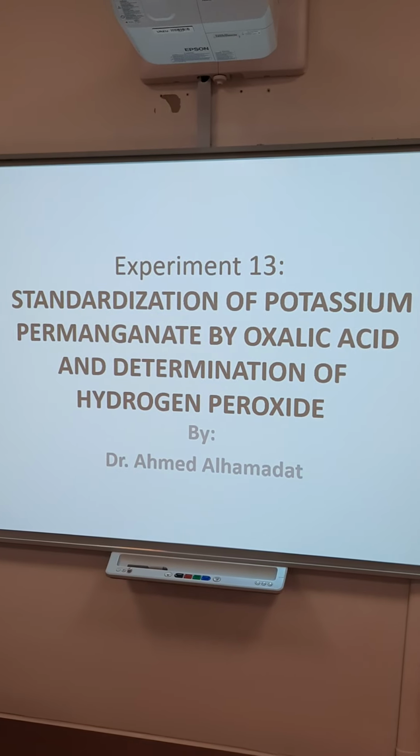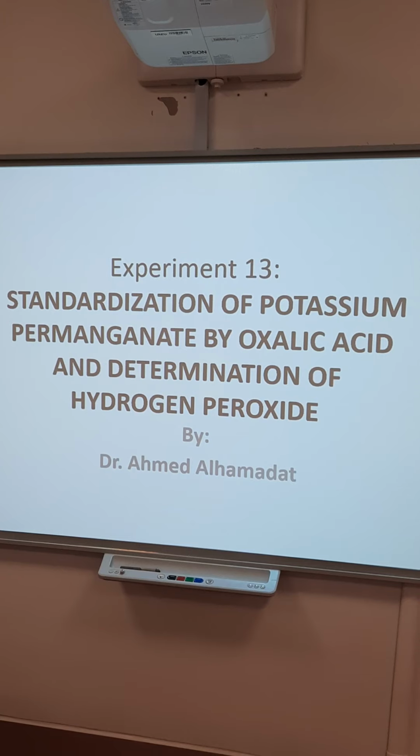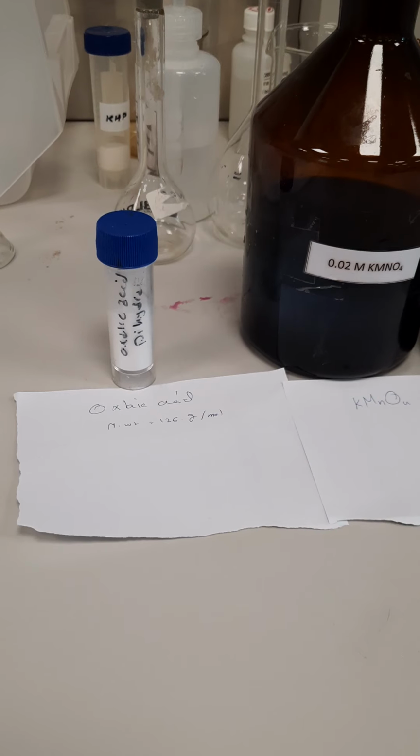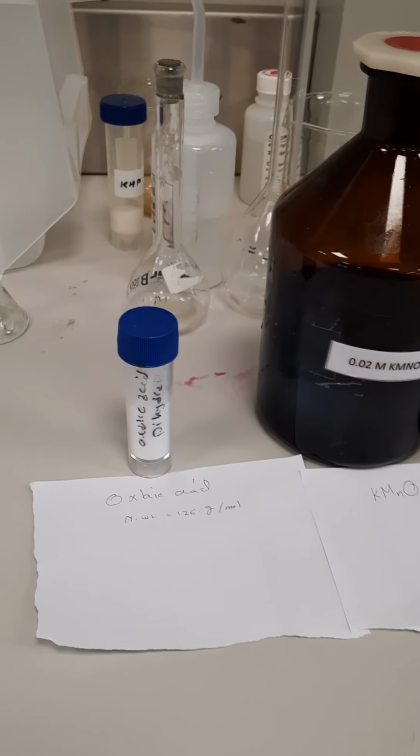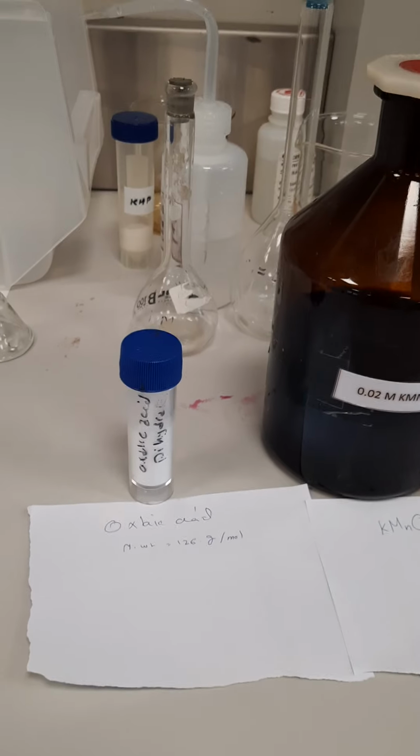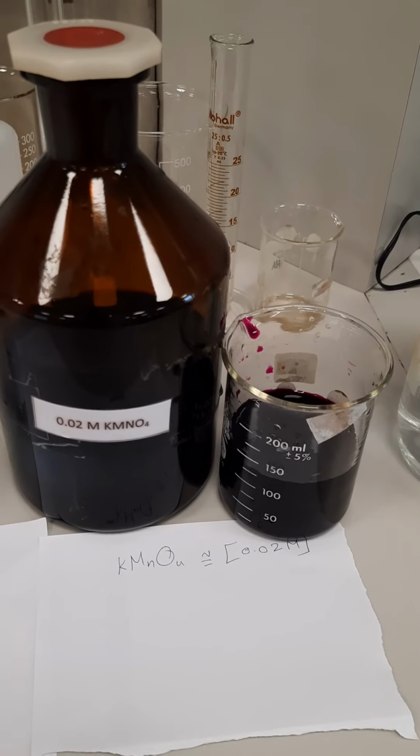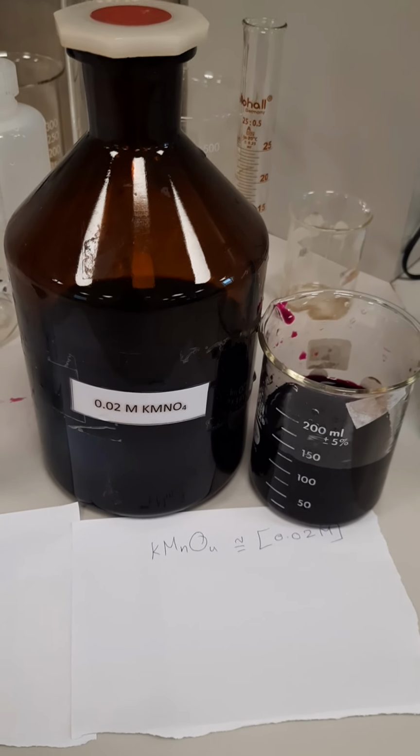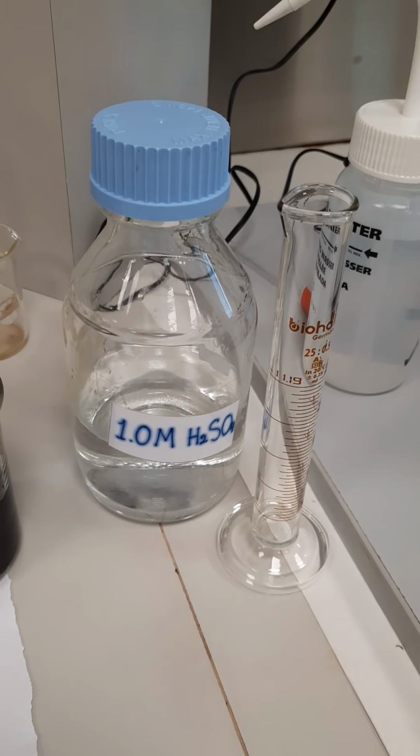Our experiment today is the standardization of potassium permanganate by oxalic acid and determination of hydrogen peroxide. To do this experiment, we need to use the oxalic acid, the KMnO4 solution, potassium permanganate solution, and 1 molar H2SO4.